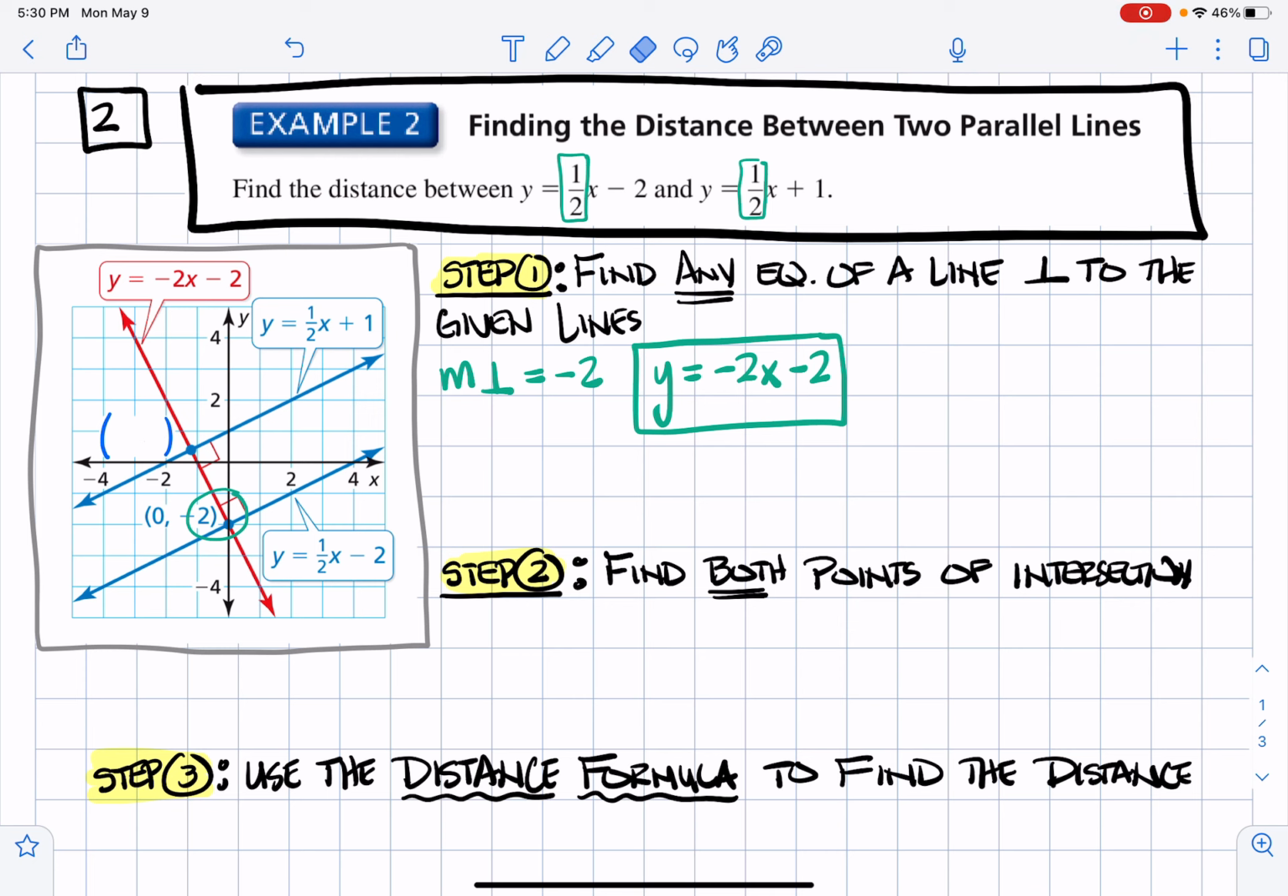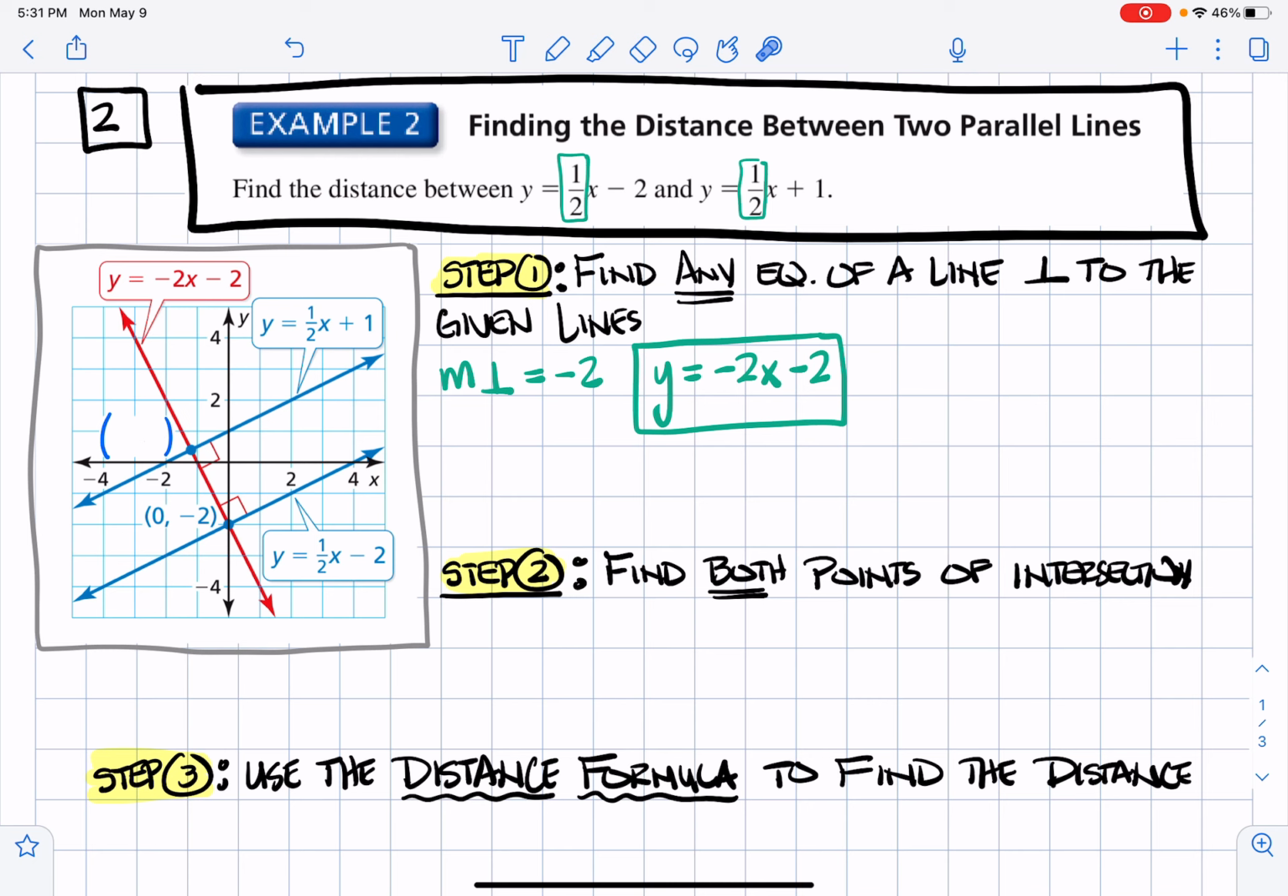Step 2 is find both points of intersection. This is the really important part, okay? So we see down here that we can see where the red line and the blue line intersect at the point (0, -2), all right? What we want to do is figure out where they intersect at this line right here. We want to find both points of intersection. So this point is easy to find. It's at (0, -2).